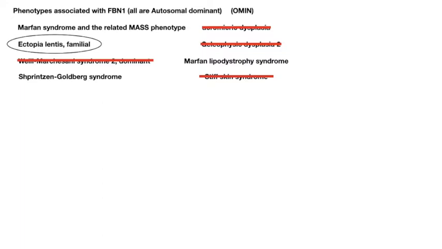OMIM identifies the following phenotypes associated with FBN1 mutations. For this case, we can rule out the following because they're associated with short stature. A key feature here is ectopia lentis.